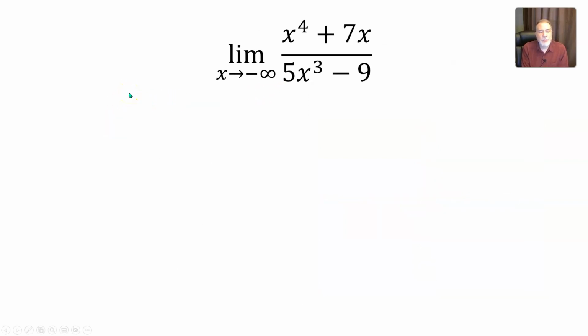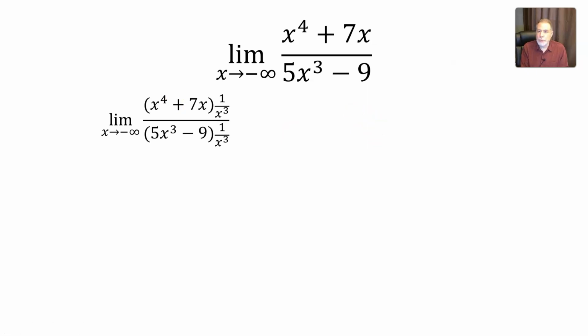Now, what about the limit as x approaches negative infinity of x to the fourth plus 7x over 5x to the third minus 9? I'm going to divide the numerator and the denominator both by x cubed, or you can think of it as multiplying by 1 over x cubed. Remember, we are allowed to multiply the numerator and the denominator both by the same thing. So when we do that, it simplifies to x to the fourth over x cubed would be x, plus 7x over x cubed simplifies to 7 over x squared. And on the bottom, 5x cubed over x cubed is 5, minus 9 over x cubed.